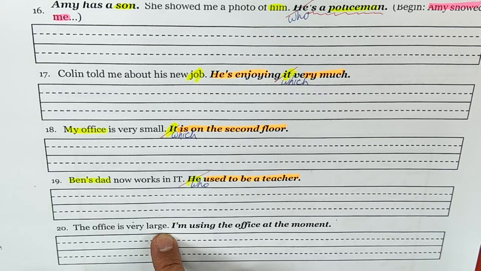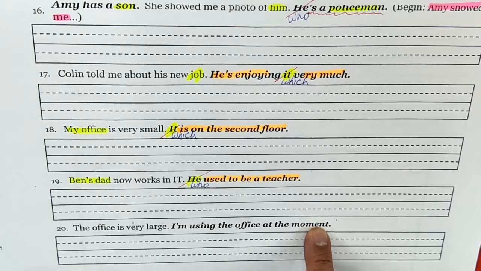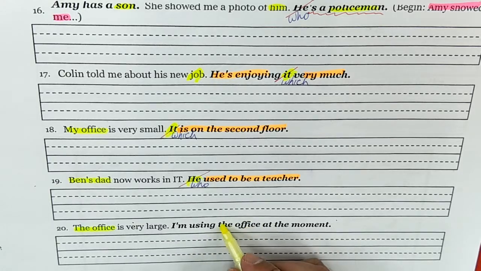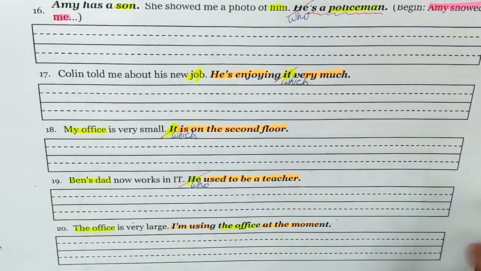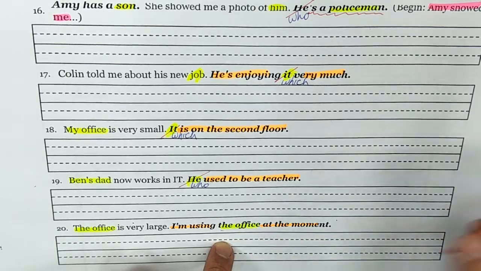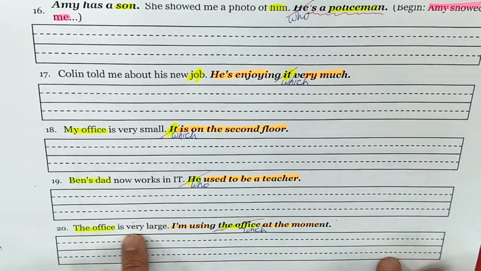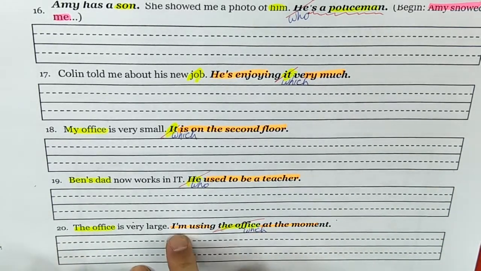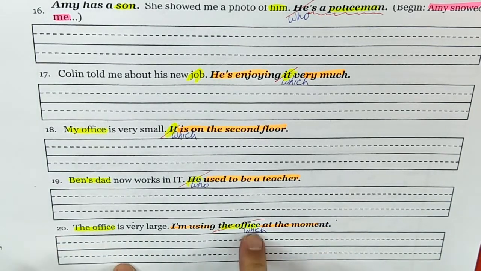All right, number 20. The office is very large. I'm using the office at the moment. All right, so we have the office. And here's the office, okay? This I'm using at the moment is the adjective clause describing the office. This office out. I'm going to use which. The office which I'm using at the moment is very large.